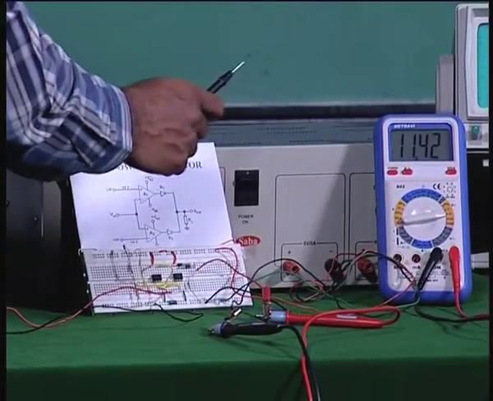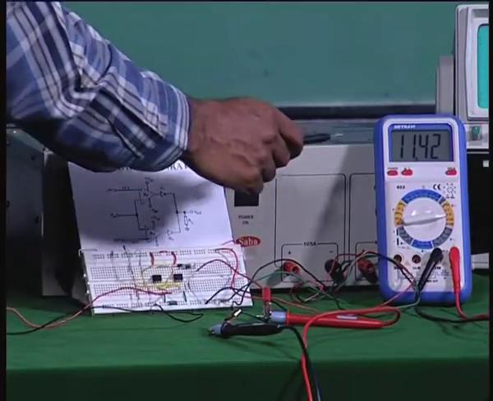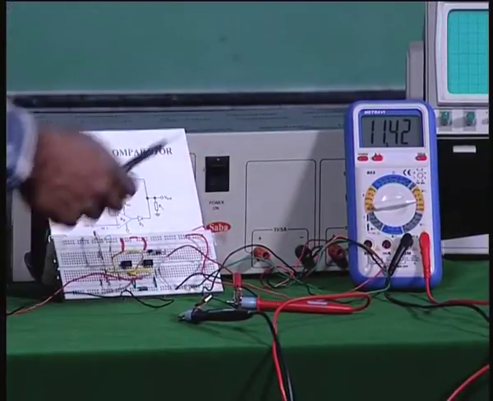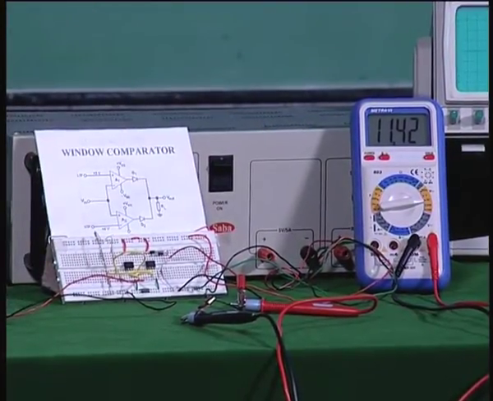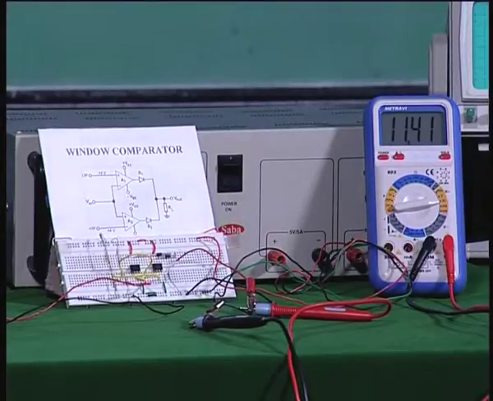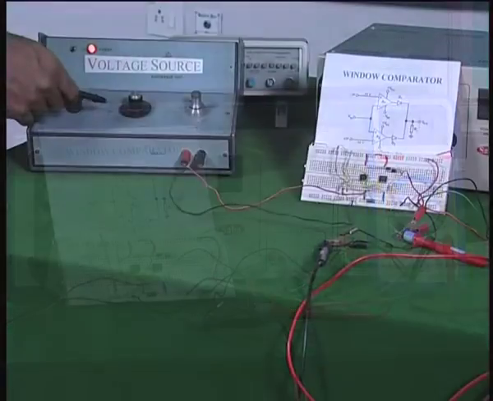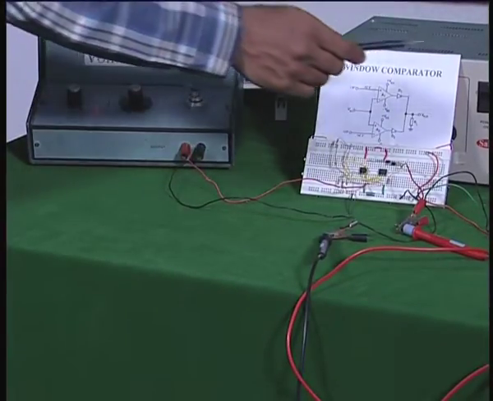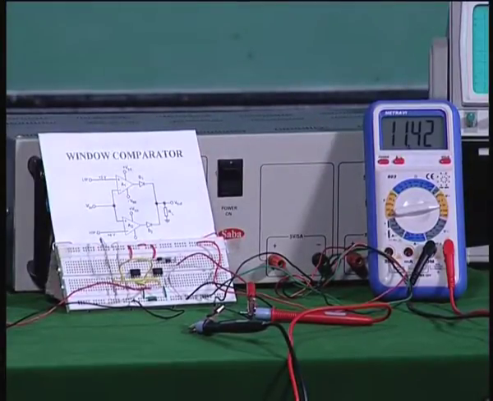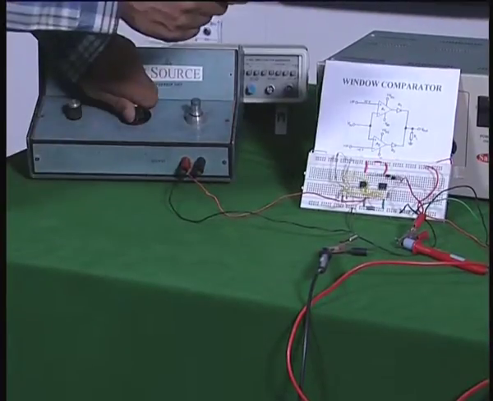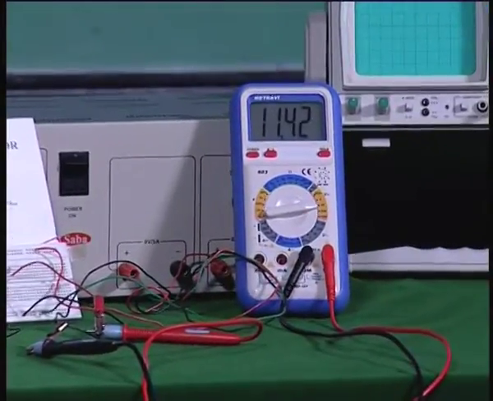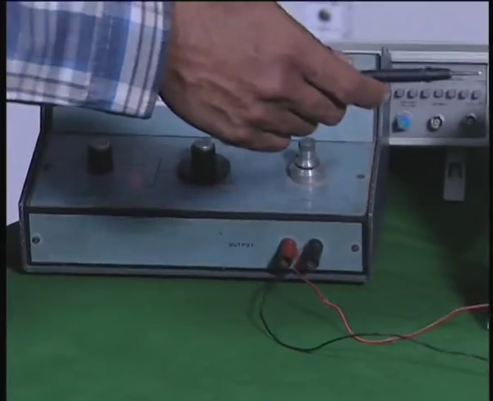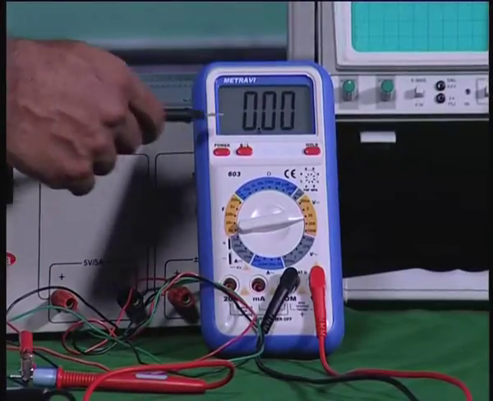Now the input voltage is very low and the output voltage is around 11.42, which is the plus saturation voltage. So I have now very low voltage, less than about 1 volt at the input. Now I am going to keep increasing it. As I increase it, all that you have to do is look at the multimeter output. Now I am increasing the voltage to 2 volts, now I am going to 3 volts, immediately you see the output voltage has become 0 in the multimeter.